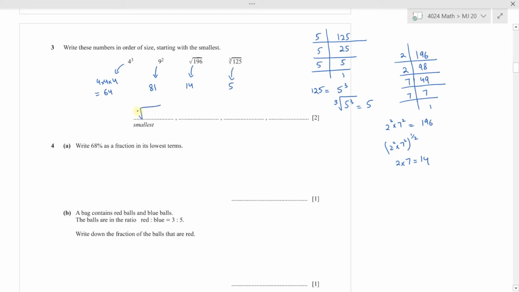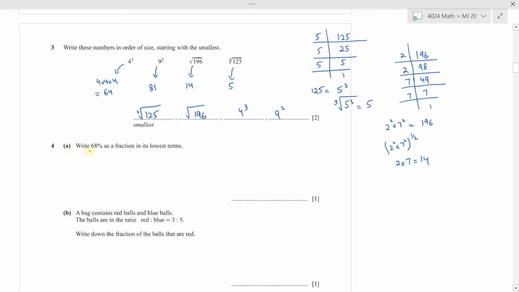So I will write cube root 125. The next one is 14, which is the square root of 196. Next is 64, which is 4 cubed. And the last one is 9 squared, 81. So I have 9 squared as the largest value.